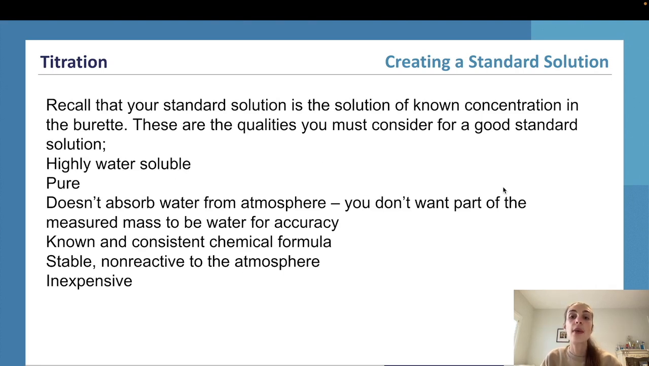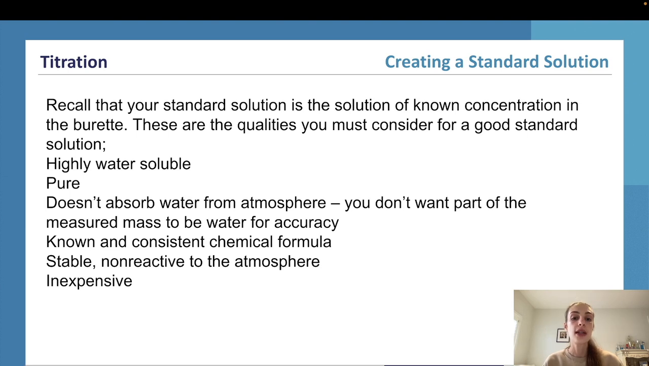We also need to consider how we create a standard solution. So that's going to be the solution of known concentration, which is in the burette. And so there are a few main qualities that must be considered in order for a good standard solution to be prepared. So the main points which we consider would create a good standard solution are if it is highly water soluble, it's a pure solution, it doesn't absorb water from the atmosphere because you don't want part of the measured mass to be water, otherwise it will impair the accuracy.